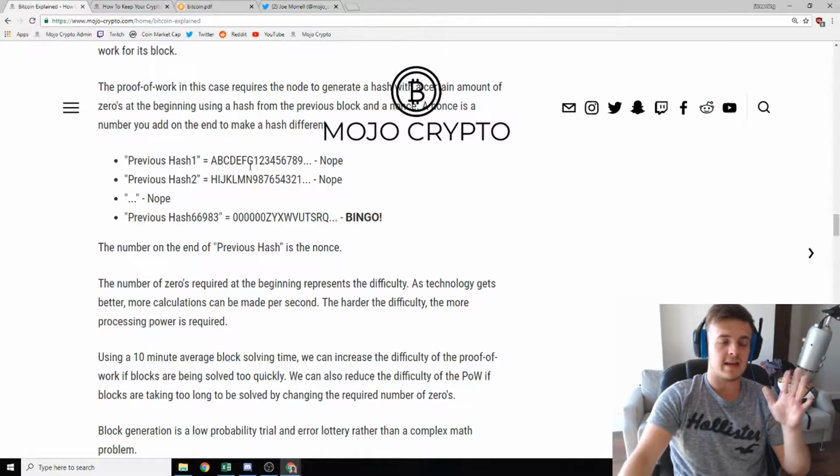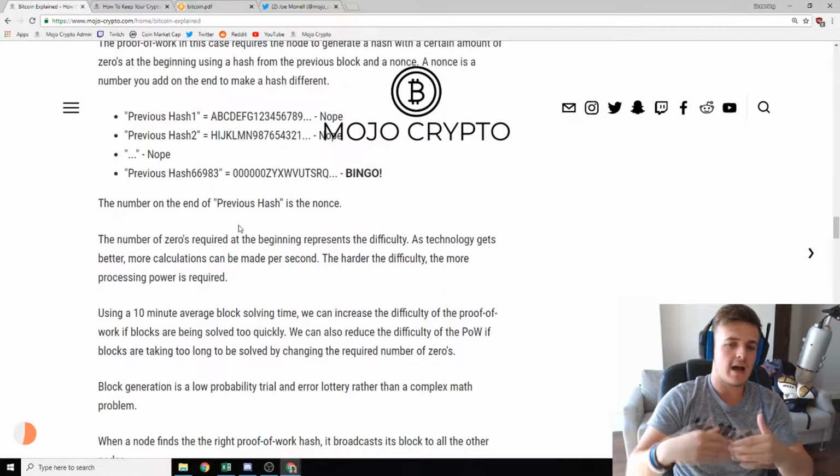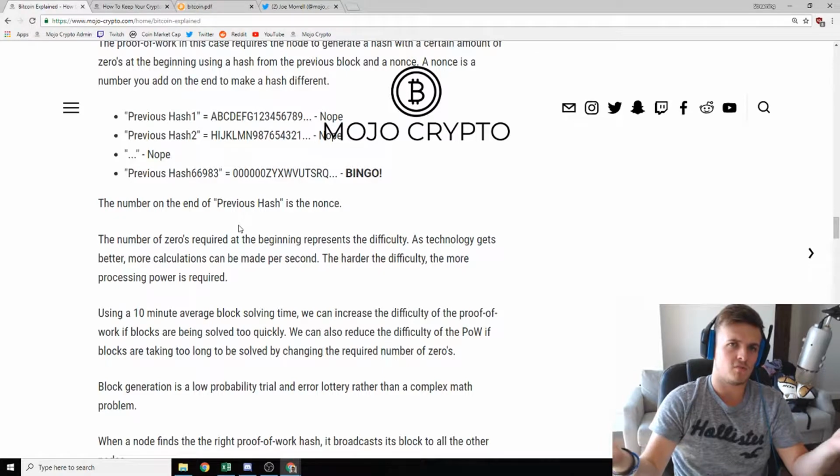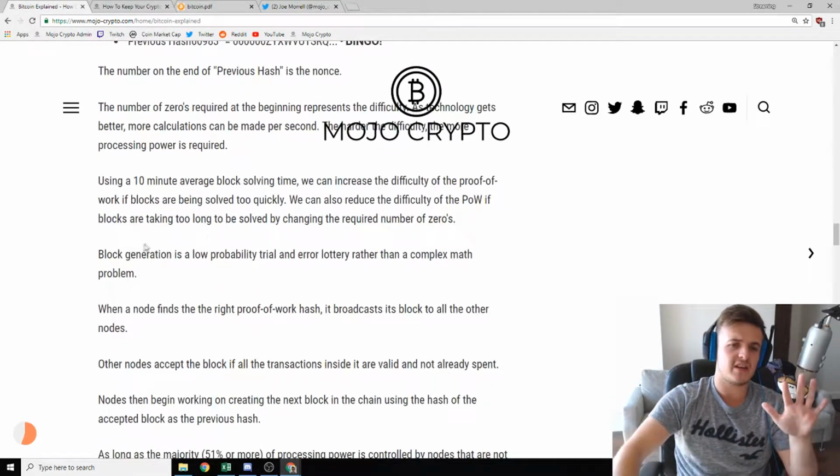And I'm going to explain incentive and why people would actually run a node. Like, what's the point? I'll explain that in a minute. So let me just finish off with the block generation line I've got here.